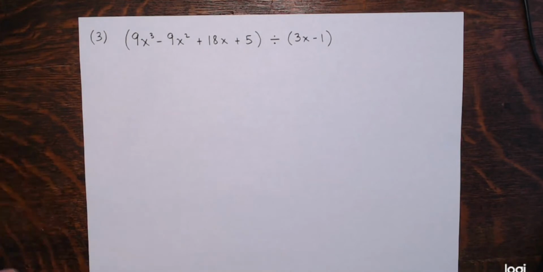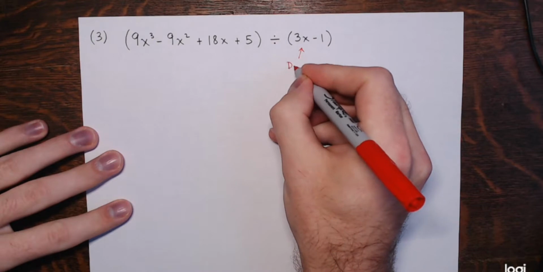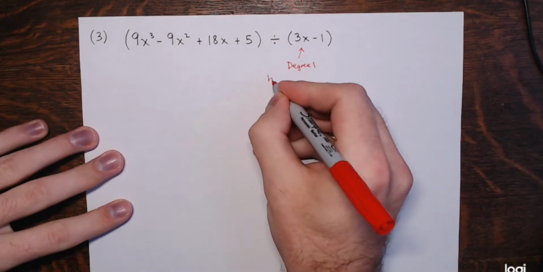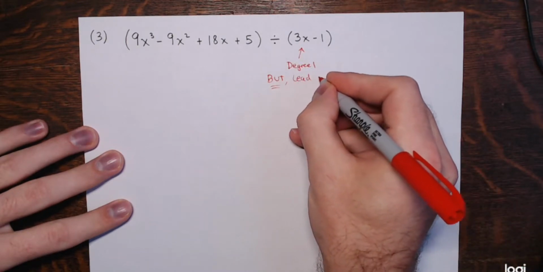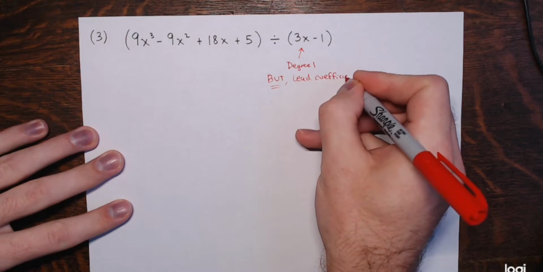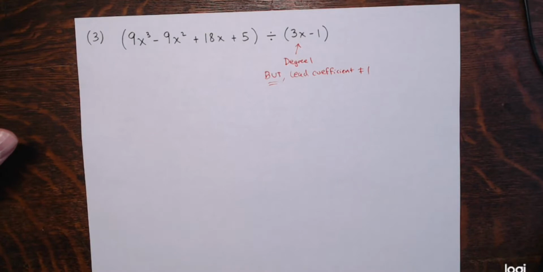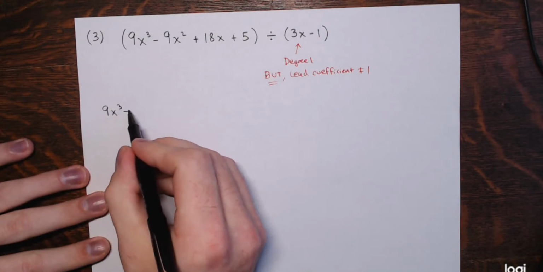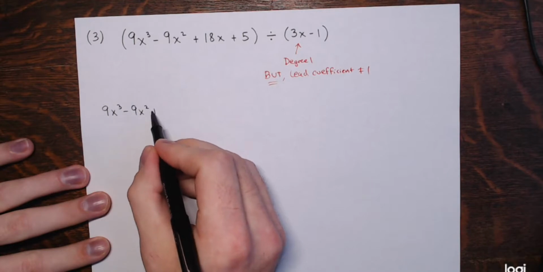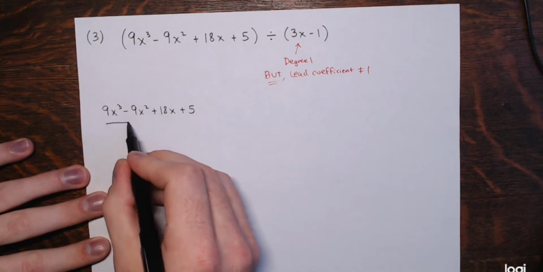So this is a degree 1 divisor, but the lead coefficient is 3, the lead coefficient is not 1. Well, that's easy to fix, especially if you write it as a fraction. Watch this. So you've got 9x cubed minus 9x squared plus 18x plus 5 divided by 3x minus 1.